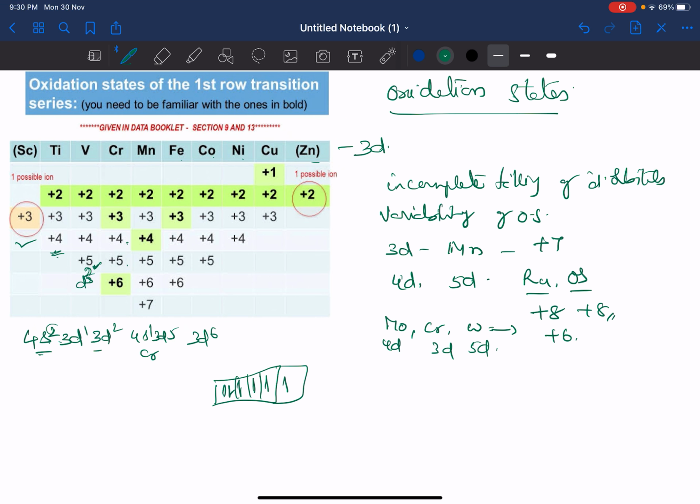And next one: chromium +6 in the dichromate ion, whereas manganese +7 in the permanganate ion.